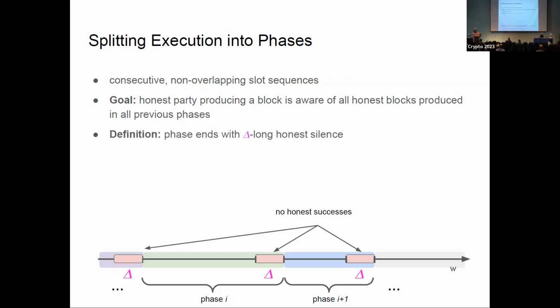And the way we achieve it is we simply define a phase to be any interval that ends with a delta-long period of honest silence, meaning no honest blocks were created. And notice that this is sufficient for the property I told you about, because if, say, any honest blocks are created in the green phase, they must have been created prior to this silence period. And so during the silence period, they will be delivered to all honest parties, and so the honest parties are aware of them when creating blocks in the blue phase.